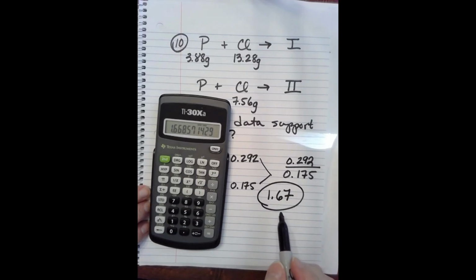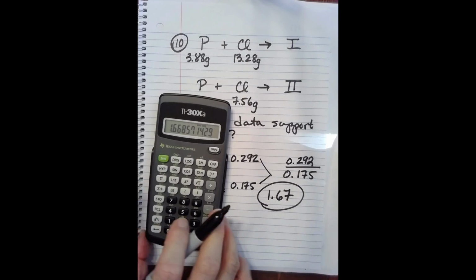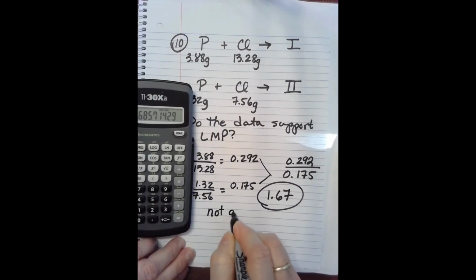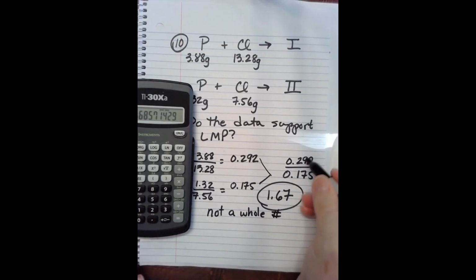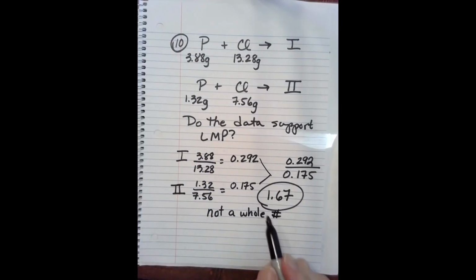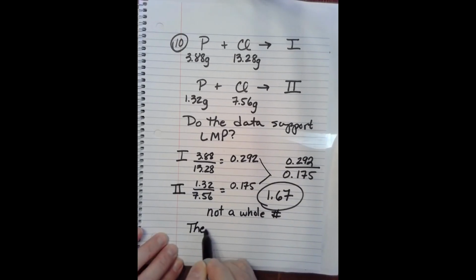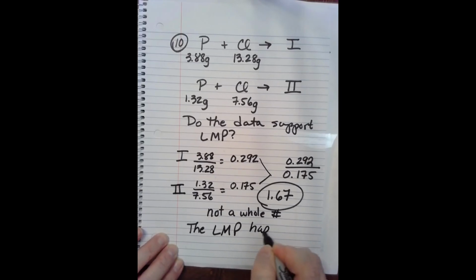Is that a whole number? No. I can't round it up, so this is not a place where I can round, right? Because if I got 2.3 and some change, I could make it 2.00, and then I can work with that. But no, this is not a whole number. So since this ratio is not a whole number, the law of multiple proportions has not been supported.